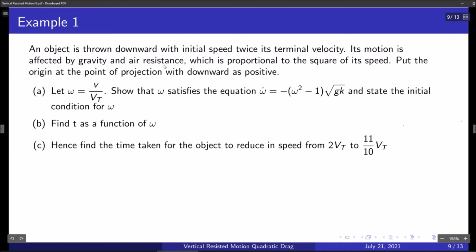Motion is affected by gravity and air resistance, which is proportional to the square of the speed. So obviously, once again, acceleration equals g minus kv squared, acting in the opposite direction. So this is what we have. The next one is where we look at how the velocity is. Here it says the initial speed is twice the terminal velocity, so v naught equals double vt.